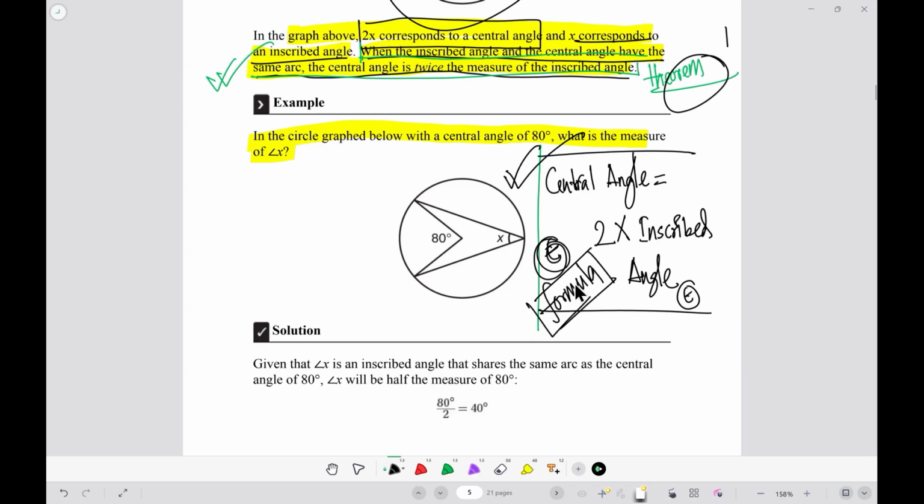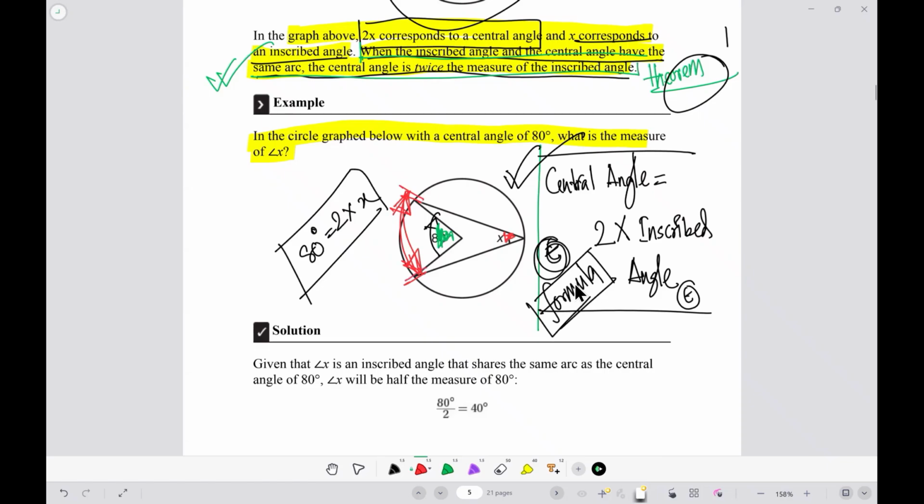So 80 degrees is equal to twice x. Am I correct? Yes, because the central angle, the green angle here, is twice the inscribed angle, and they have the same arc. That's why we are allowed to use the theorem, because they are sharing the same arc.